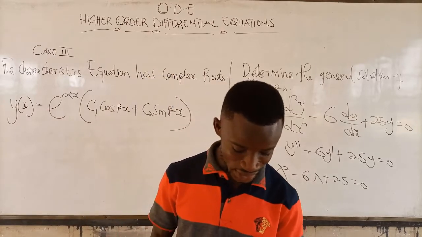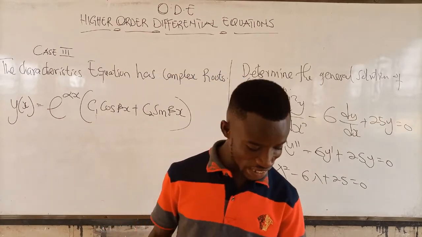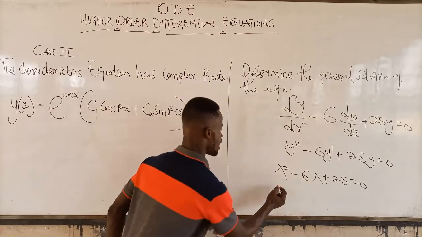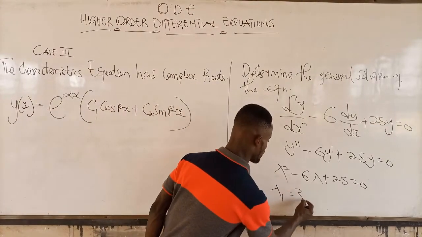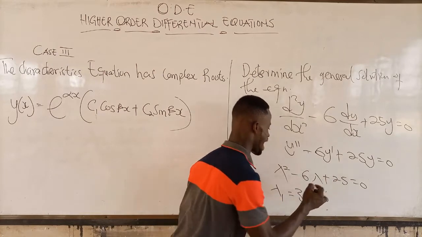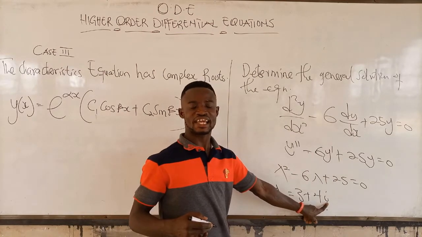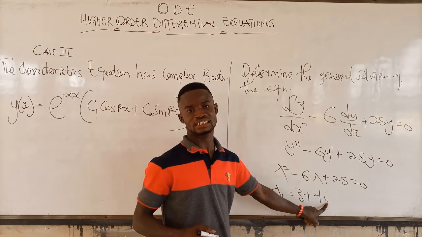Now you can see that we are resolving at a complex root, and lambda 1 is 3 plus 4i. The i is making it a complex root.